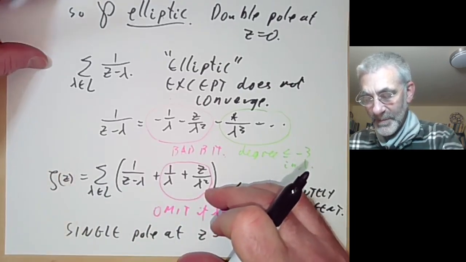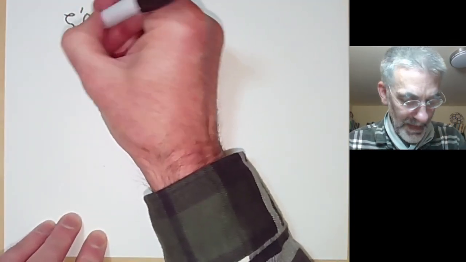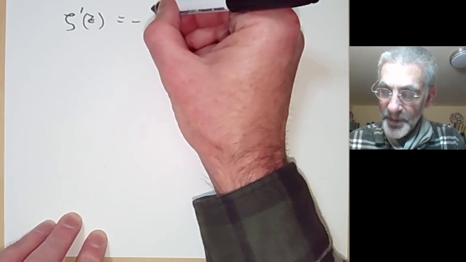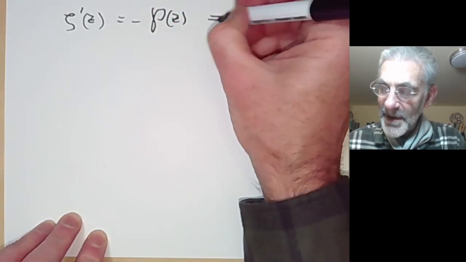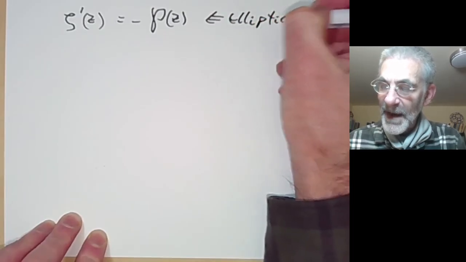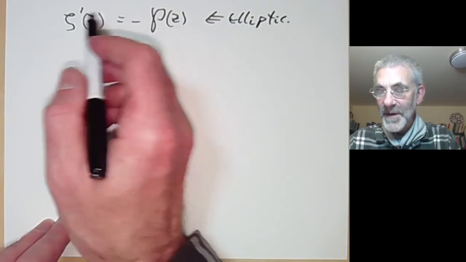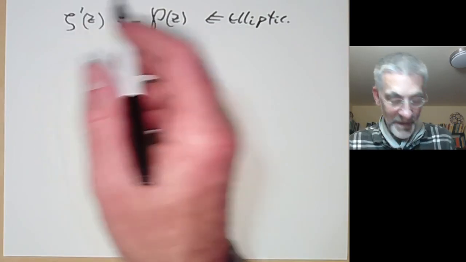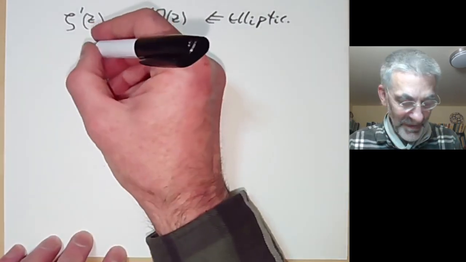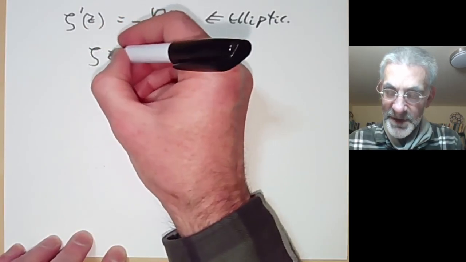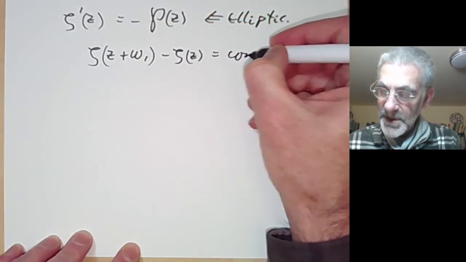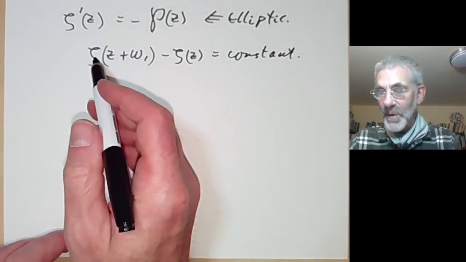So the first thing we do is take the derivative of the zeta function. So the derivative of the zeta function, well, you see it's just equal to minus the Weierstrass function, and this is elliptic. So that works okay. You can see this because you just differentiate term by term. And that's fine because we started by showing the derivative of the Weierstrass function was elliptic, so that's really great. So just as before, we can show that zeta of z plus omega 1 minus zeta of z is a constant. But this is just what we did for the p function.